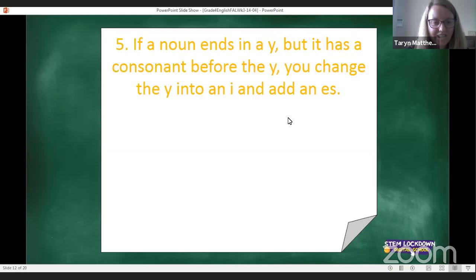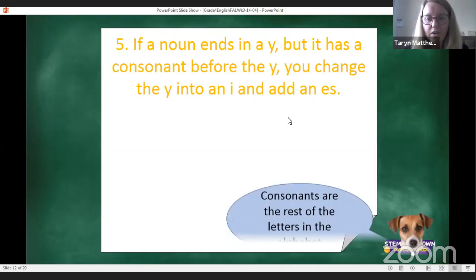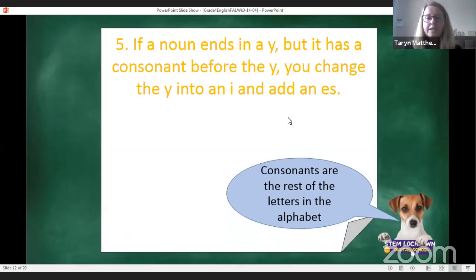Good, well done, Jenna. You can see some of you listened in class. Yes, Anel's got it. It's not a place. So consonants are the rest of the letters in my alphabet, so everything else except my 5 vowels.